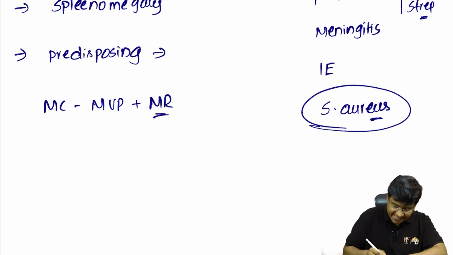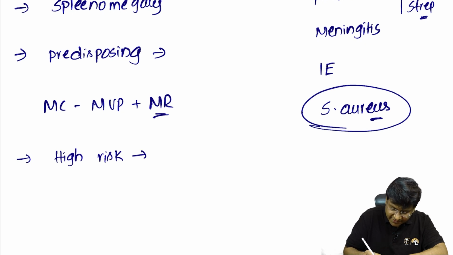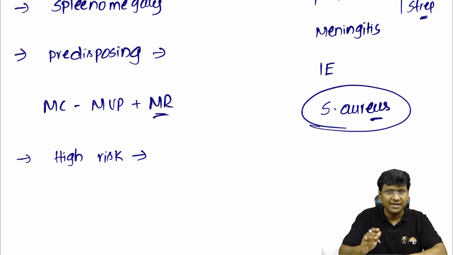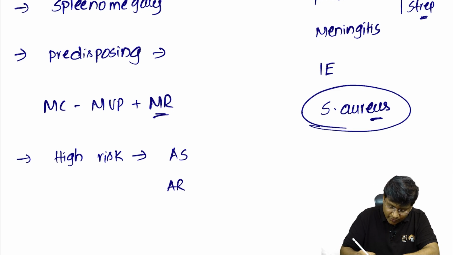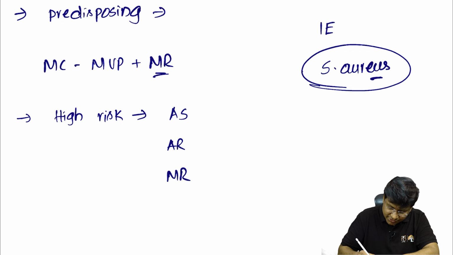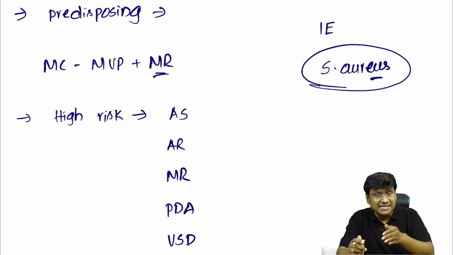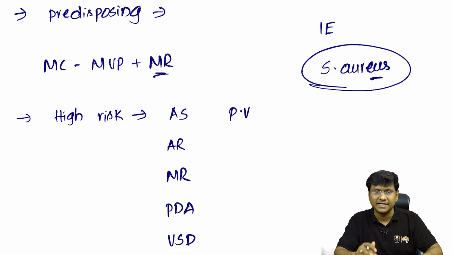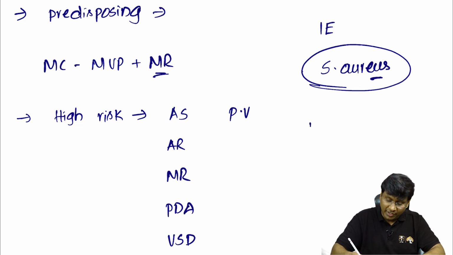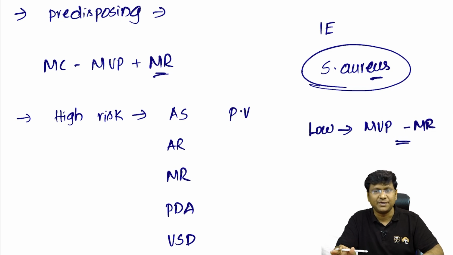At the same time, you need to know what are the high risk lesions for the development of infective endocarditis. The high risk lesions are mainly the lesions which are across a high pressure gradient. That includes aortic stenosis, aortic regurgitation, then mitral regurgitation, patent ductus arteriosus, ventricular septal defect, tetralogy of Fallot. So these are the conditions, and even the presence of prosthetic valves. So these are all the high risk lesions for the development of infective endocarditis, right? Whereas what are the low risk lesions? That is mitral valve prolapse without MR. It is a low risk lesion for the development of infective endocarditis, right?